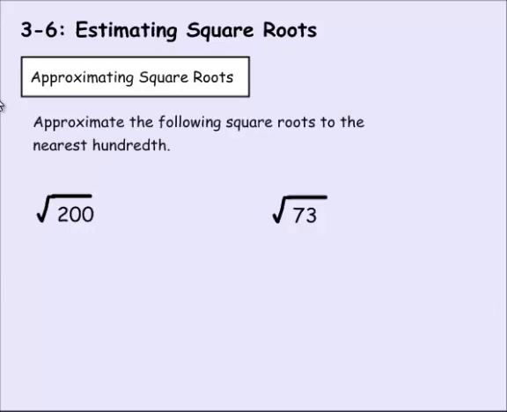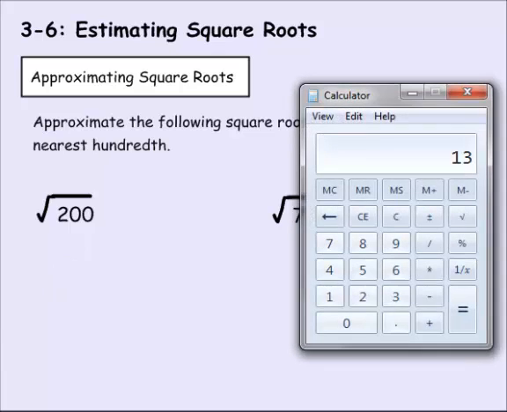Here we actually have to approximate square roots, meaning we don't just estimate, we actually try to find a pretty close to exact answer. It says approximate the following square roots to the nearest hundredth. So just like before, we need to find a square below 200 and then a square above 200 as well. So what number times itself would give us 200? Well, let's try 13 times 13. I know that's somewhere close.